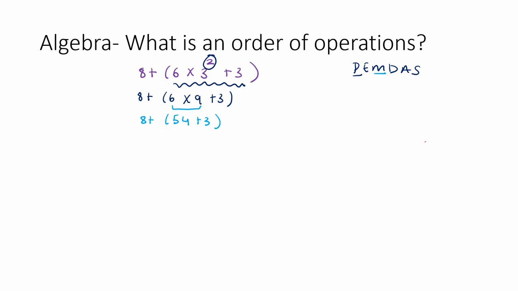Now, because we have to still solve within the bracket, we're going to do 54 plus 3, which is basically 57. So we're doing 8 plus 57. And then lastly, we don't have any division, so we're going to skip to addition and add those two, which comes to 65.